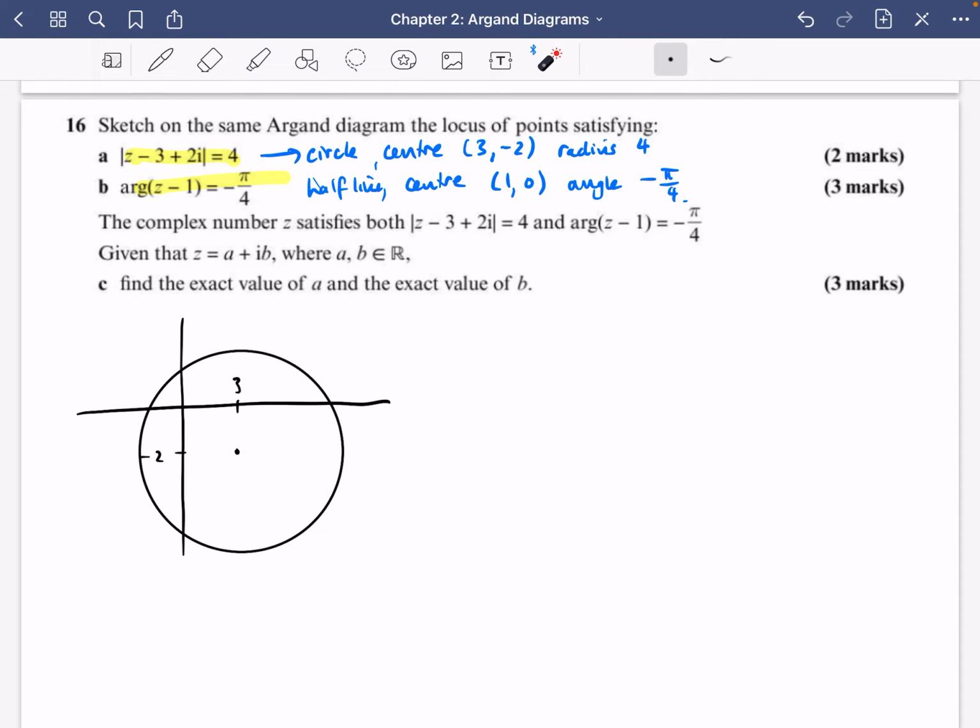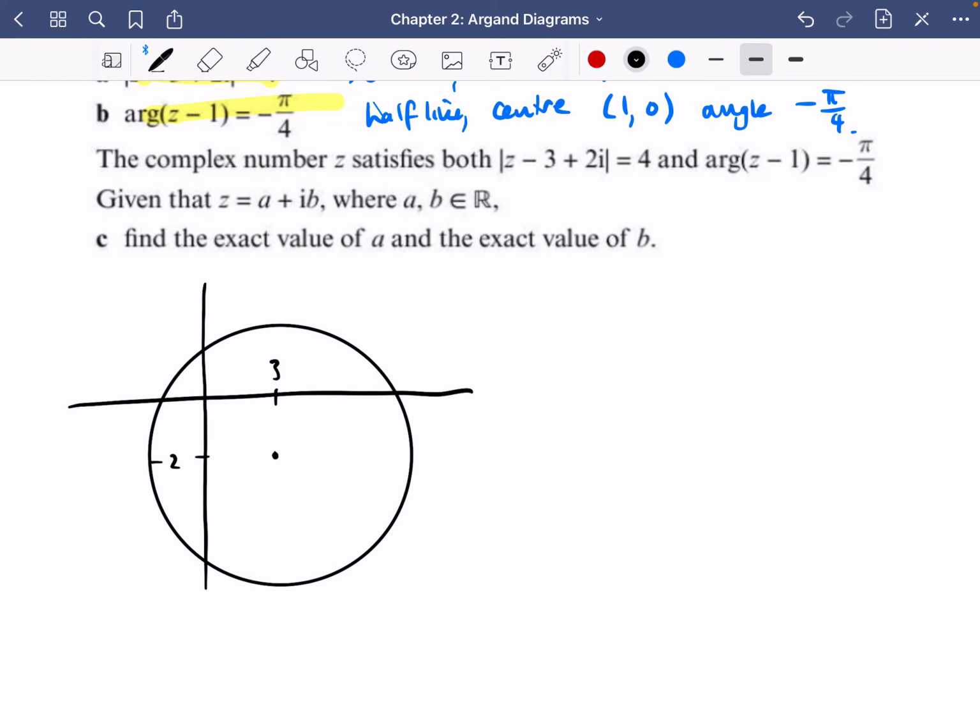The other one that I then want to draw is the half line, which is going from 1, 0 at an angle of minus pi over 4. So this is the 1, 0 part that we've got here. That's my 1. And it's coming down at minus pi over 4.